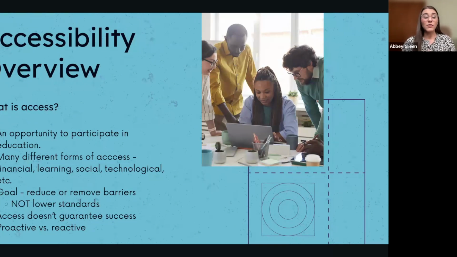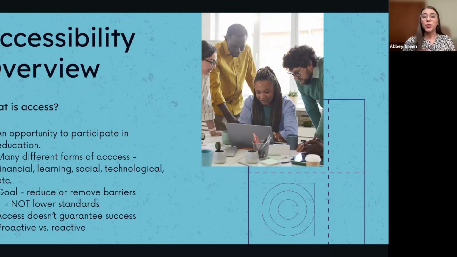If you've been around me for any length of time, you've probably heard me say this, but access does not guarantee success. So this work of reducing or removing barriers does not mean that a student is always going to be successful. It doesn't mean a student's always going to make an A. And that's important a lot of times for students to hear, particularly the students I'm working with, but also I think for all of us, right? That is a reality, that students can have access and still not be successful.